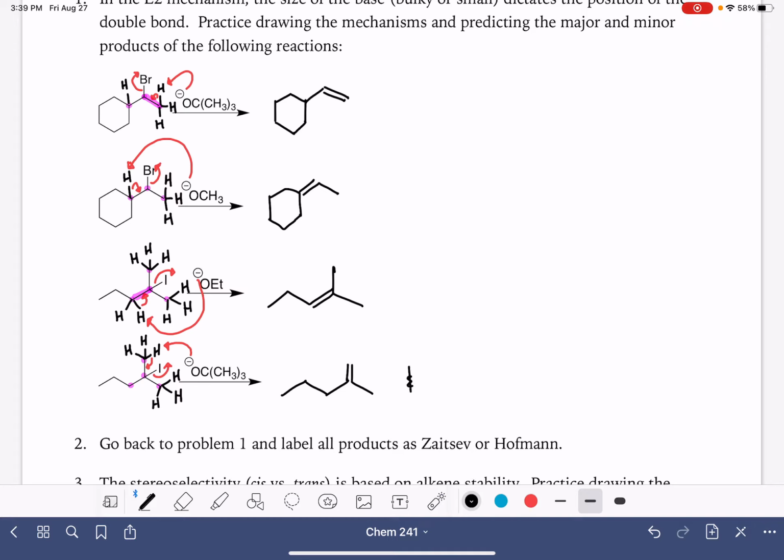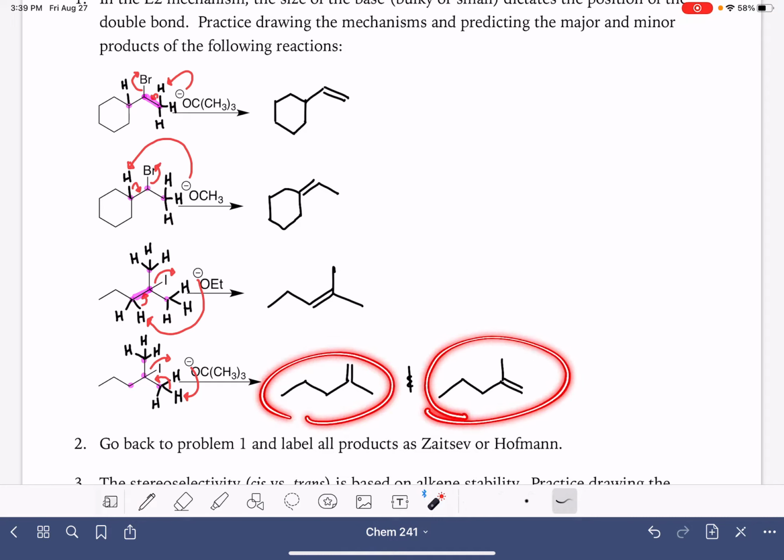And then the other possibility, let me erase my little arrows here real quick, would be if we grabbed one of the hydrogens on the other methyl group, broke that bond, got rid of that leaving group, and that would give us this guy right here. Now the question is, what is the relationship between these two products?